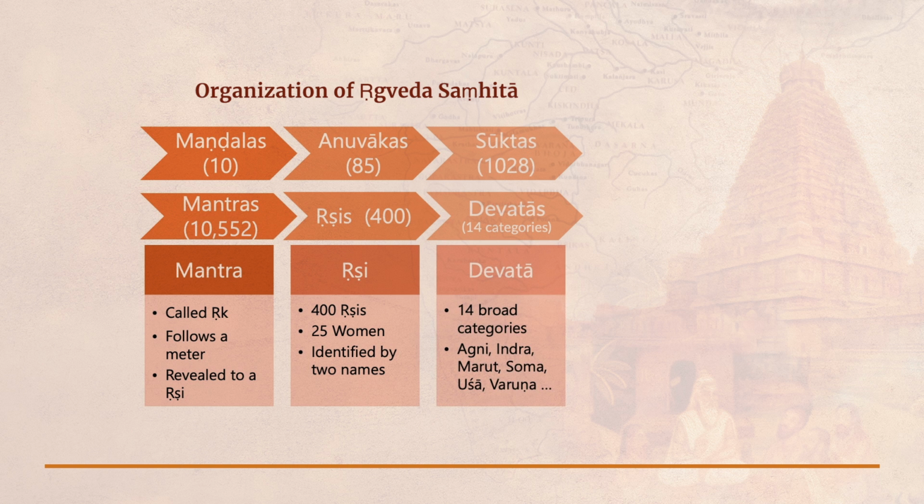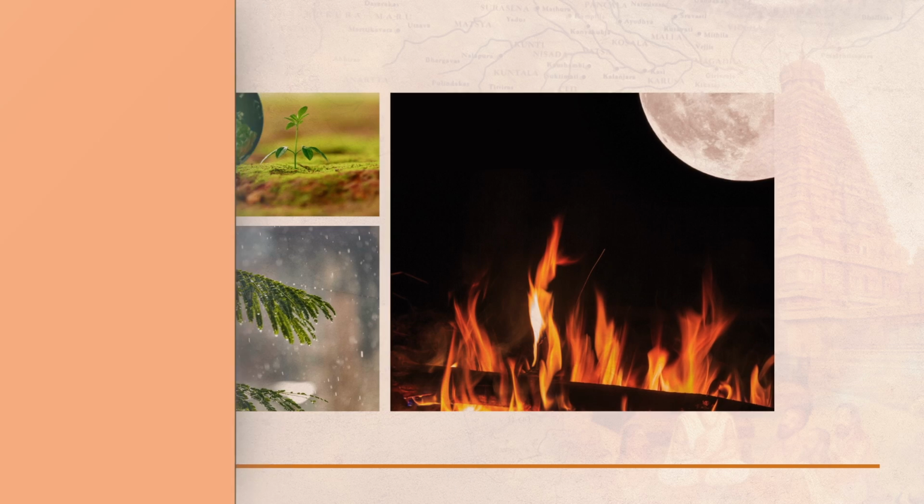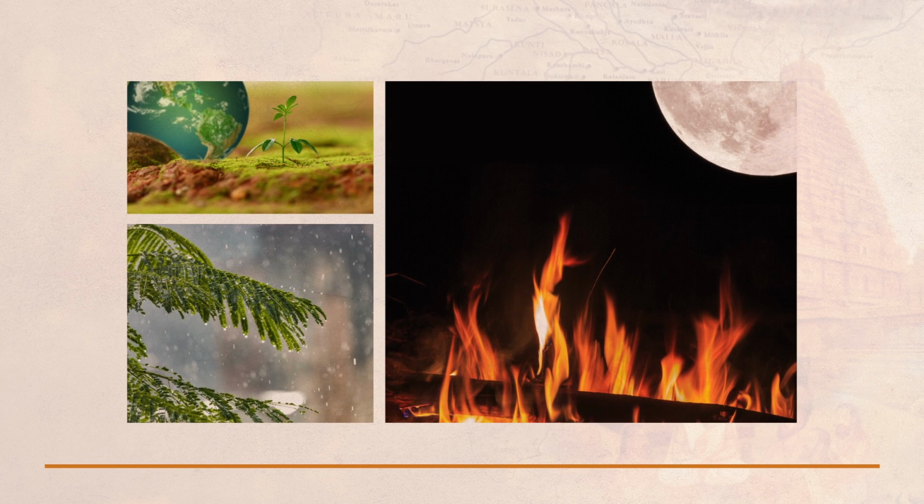In terms of devatas, there are 14 broad categories, but the most important of them are Agni, Indra, for whom I think the largest number of mantras are, Marut, Soma, Usha, Varuna, like that. So this is how Rigveda Samhita is organized. While a mantra may be for Indra and Agni, it may discuss in that part some ideas of nature. All that can actually happen. That is what it is.